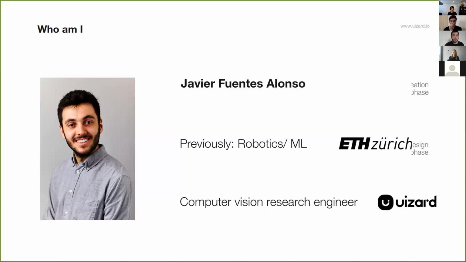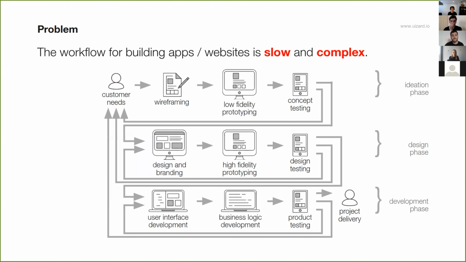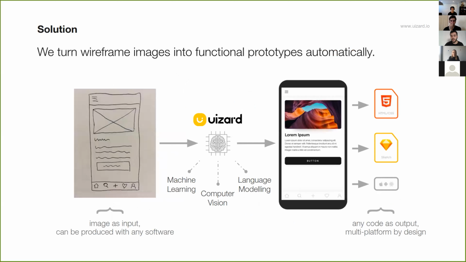And the main problem that we are working on right now is that the workflow for building apps and websites really sucks. You have your idea, you know the product that you want to build, but the process to get there is slow, complex, and really messy. There are a lot of stakeholders, and a lot of different tasks that don't add value to your final product. So we thought, what if we try to apply machine learning to solve some of these issues? And this is where Uizard came out.